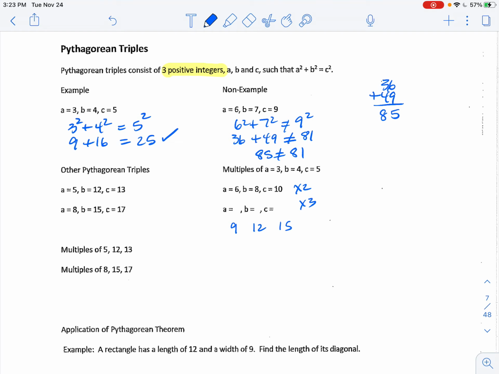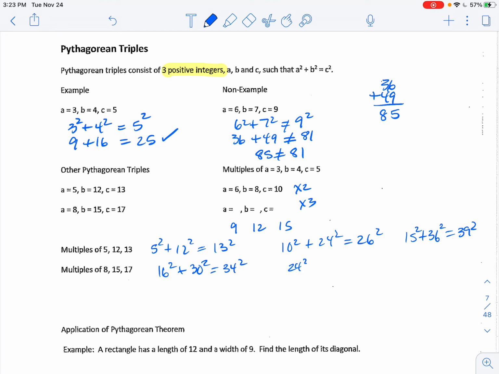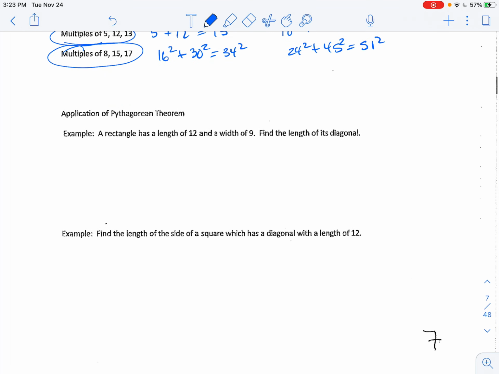We also can look at multiples of 5, 12, 13, because 5 squared plus 12 squared is equal to 13 squared. How about 10 squared plus 24 squared is equal to 26 squared? That'll work. Or if I multiplied them by 3, 15 squared plus 36 squared is equal to 39 squared. And multiples of 8, 15, 17. How about 16 squared plus 30 squared is equal to 34 squared? Or times 3, 24 squared plus 45 squared equals 51 squared. So your multiples are also going to work out.